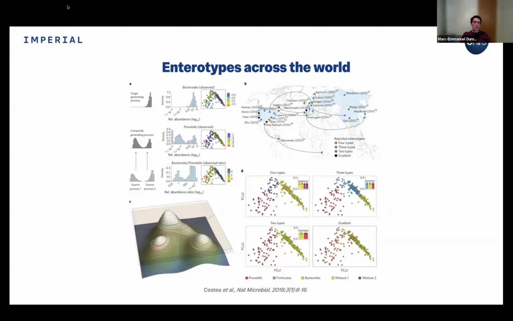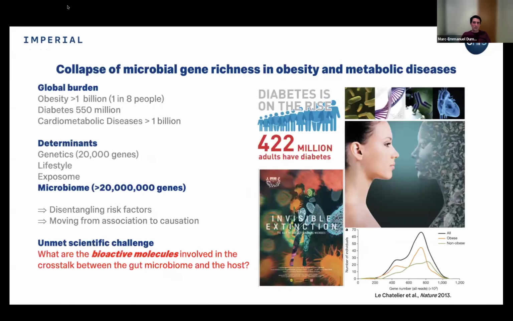But some of these enterotypes only show up in situations of, but this is population data. There is some evidence that maybe there are some enterotypes that show up in situations of disease, such as metabolic disease or such as poor gut health. If we go back to the metabolomics, I wouldn't be doing a good job if I wasn't telling you that we have this collapse of microbial gene richness in obesity. So pretty much, if you start from a 10 million gene atlas, you end up having about 700 to 800,000 genes in our guts.